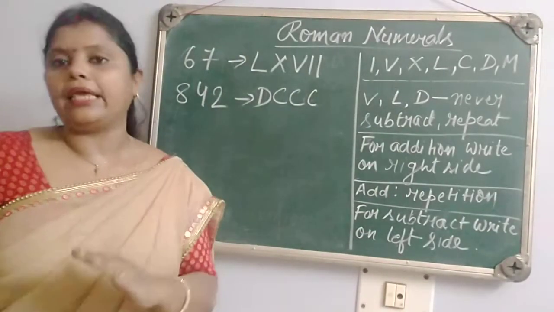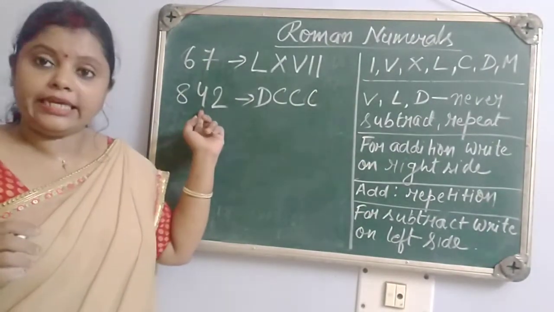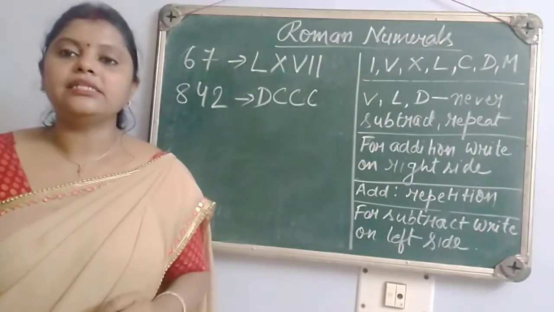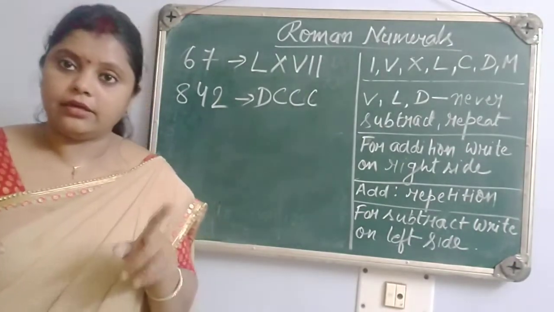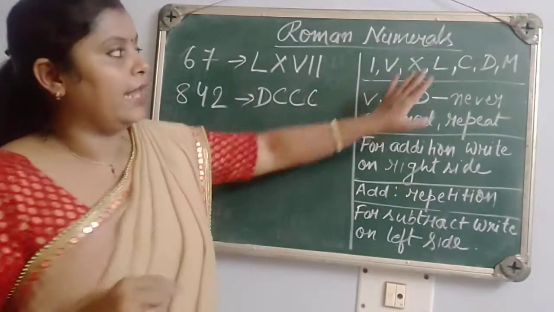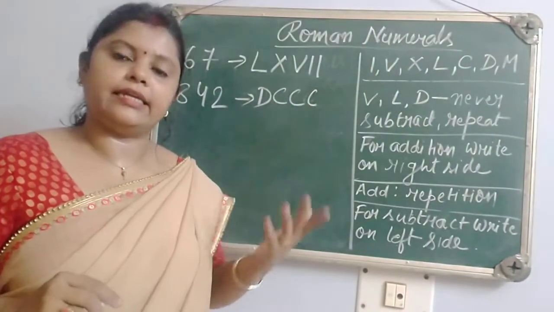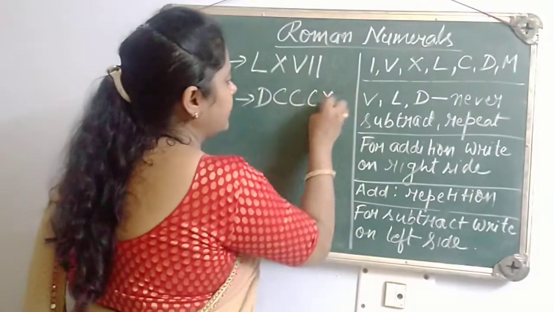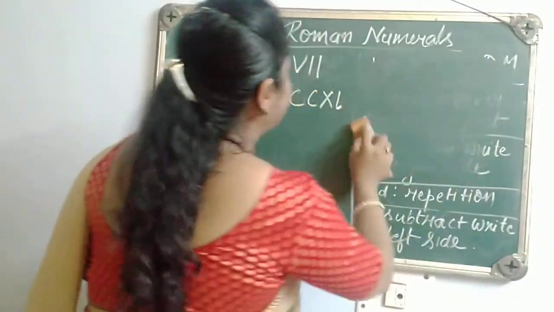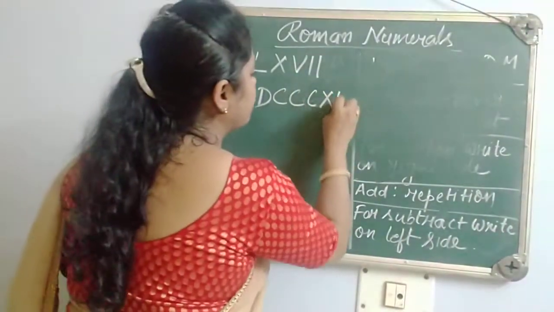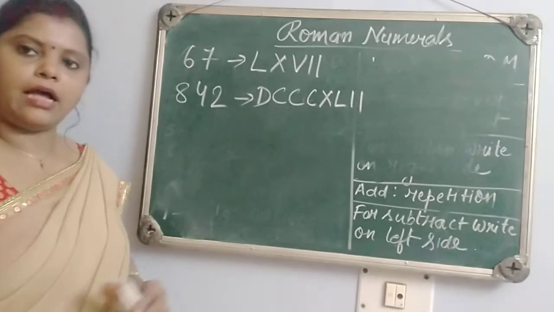Same thing, we are breaking the numbers. For 800 first you will write, then write for 40. 40 means we have to subtract 10 from 50. So the 50 symbol we know is L, and if we have to subtract 10, first we have to write X, then L. So it will be XL, and next one we have to write 2. So this is the answer here.